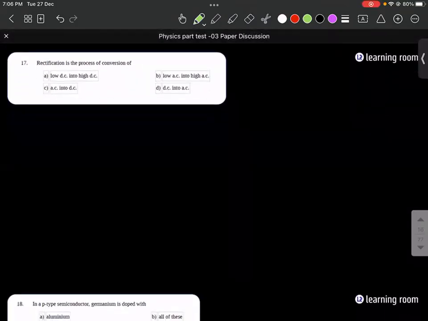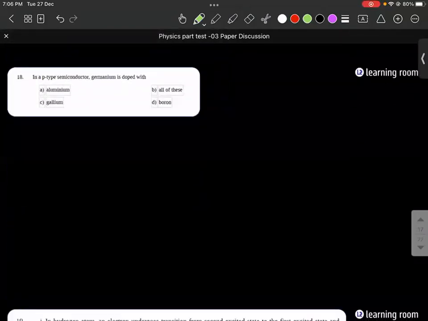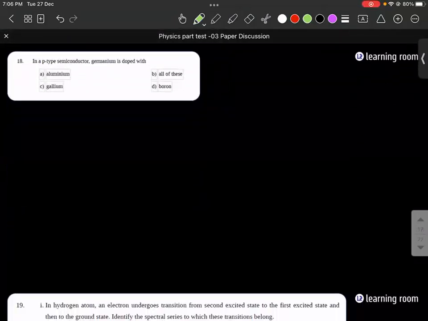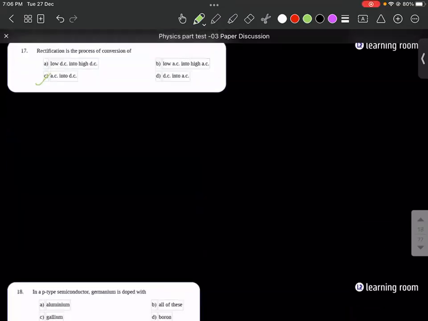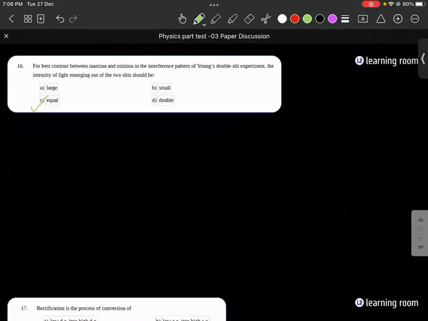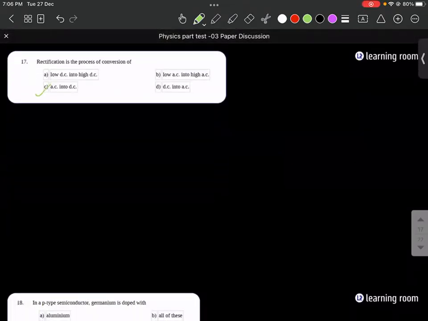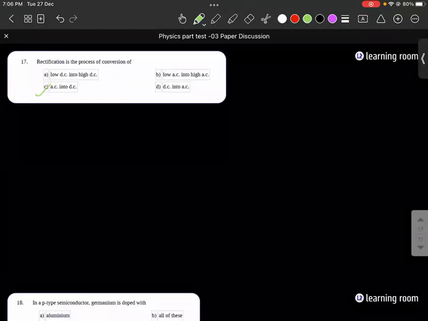Rectification is the process of converting AC into DC. In a P-type semiconductor, germanium is doped. Tell me now. Sir, can you tell why it is AC to DC? Rectification, rectifier, what does it do? Rectifier converts alternating current into a flux. Sir, it reduces the fluctuation, right?